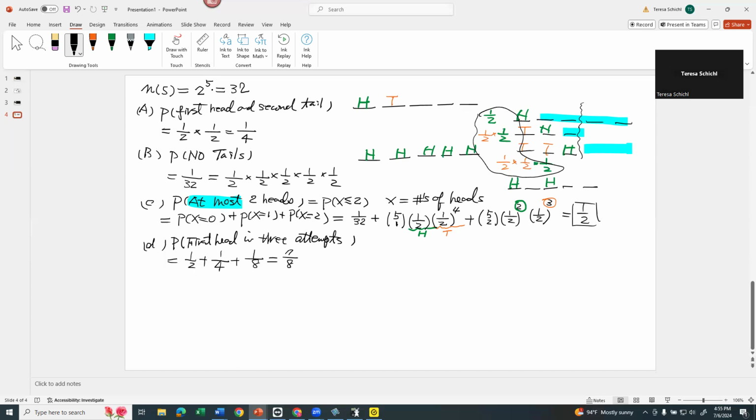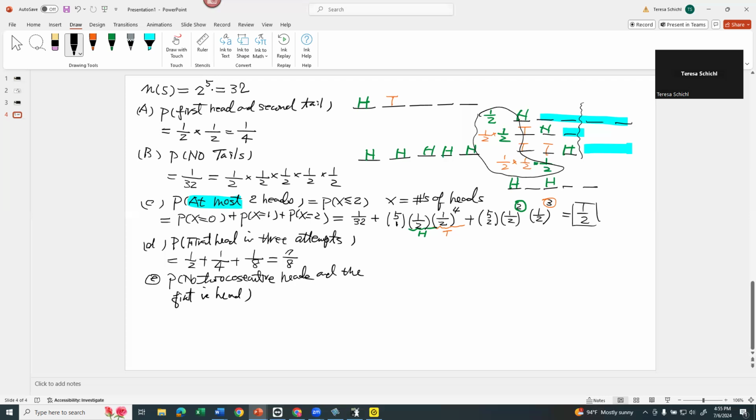Okay, it's getting more interesting here, right? Okay, so now part E is here. We want to find the probability of no 2 consecutive heads, and the first one is a head.